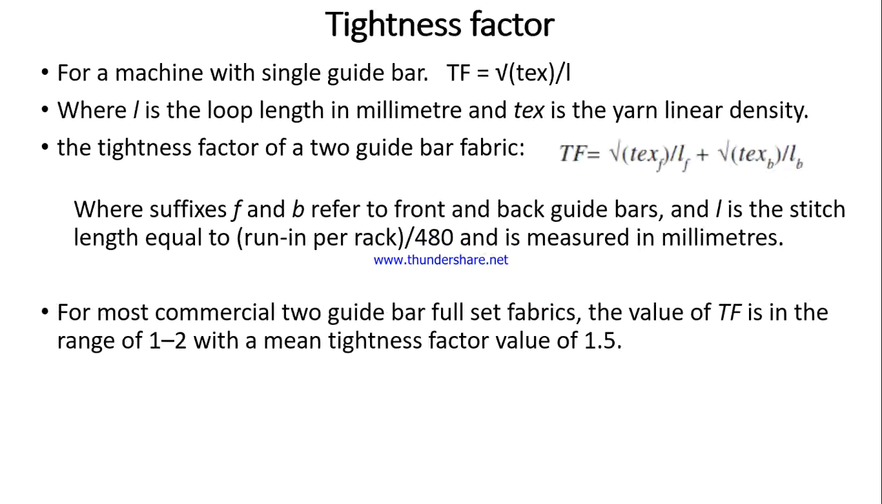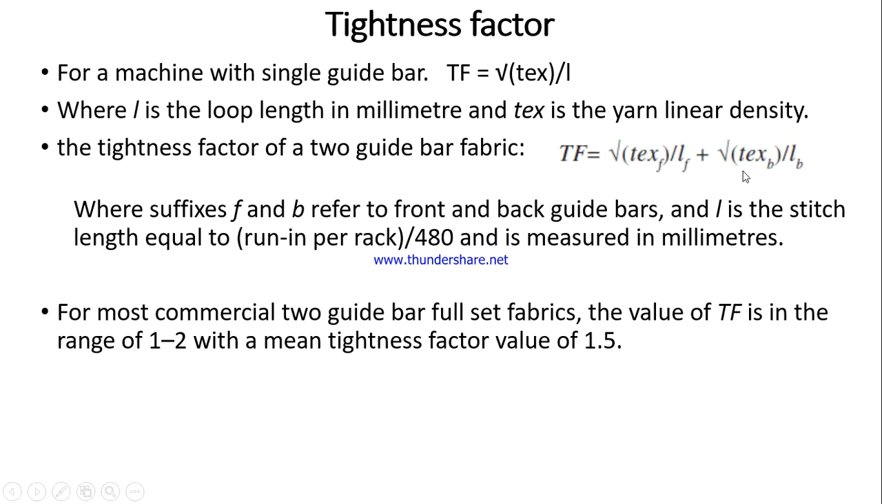Now come to the tightness factor of the warp knitted fabric. For a machine with a single guide bar, tightness factor will be equal to under root tex divided by L, the same formula as for weft knitted structure, where L is the loop length in millimeter and tex is the yarn linear density.